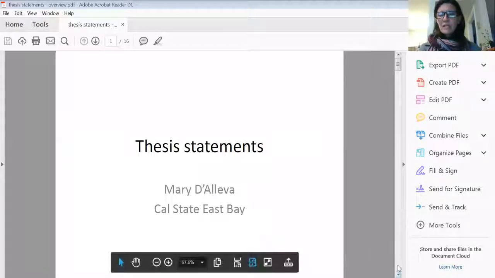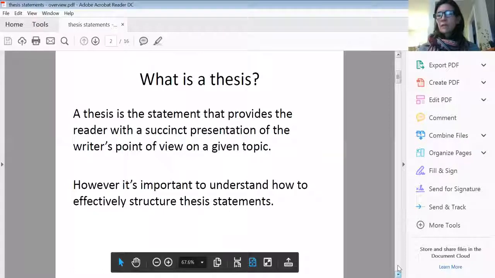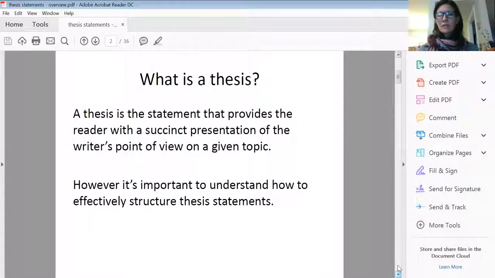So in terms of thesis statements, generally, I think most students are familiar with the concept of a thesis statement. A thesis is something that provides the reader with a succinct presentation of a writer's point of view on a given topic. However, there's definitely a structure for thesis statements and certainly a structure and guidelines when it comes to writing an effective thesis statement. And along with that, there's kind of some pitfalls that students tend to fall into with thesis statements. And with the thesis, it really provides not just the reader, but the writer with a strong starting point.